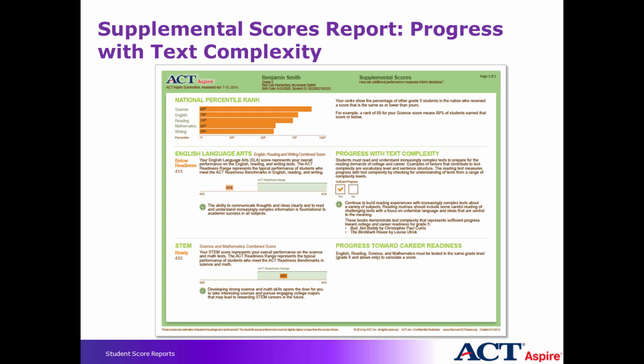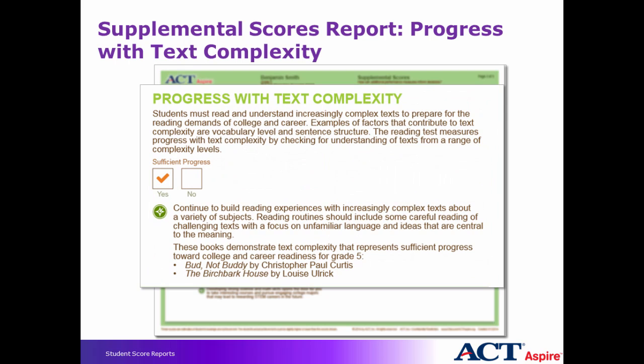To the right of the supplemental scores report, you can see Benjamin's progress with text complexity. At this time, the measure provides a simple yes or no statement. This indicates whether you have made sufficient progress in reading the increasingly complex text you will encounter as you further your education and work toward college and career.